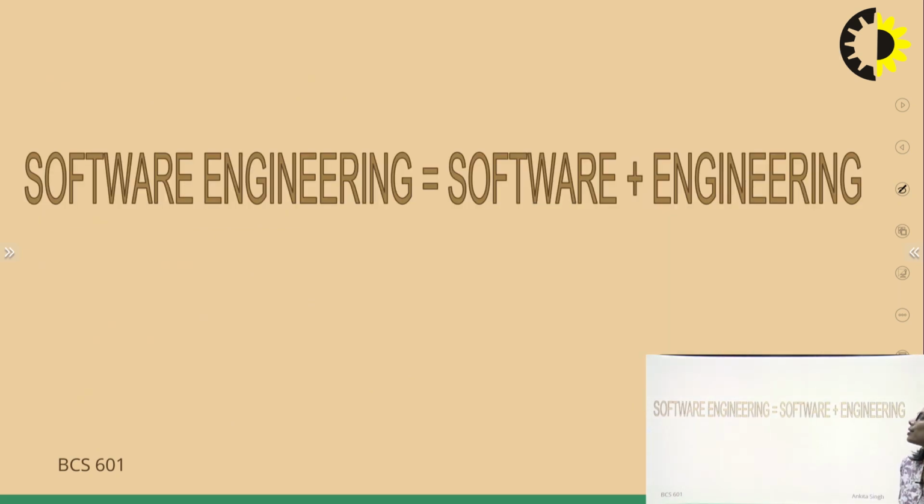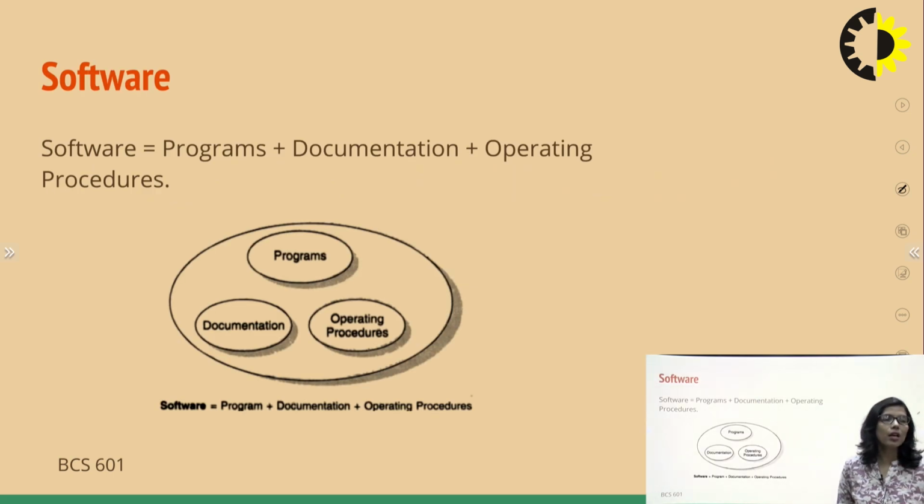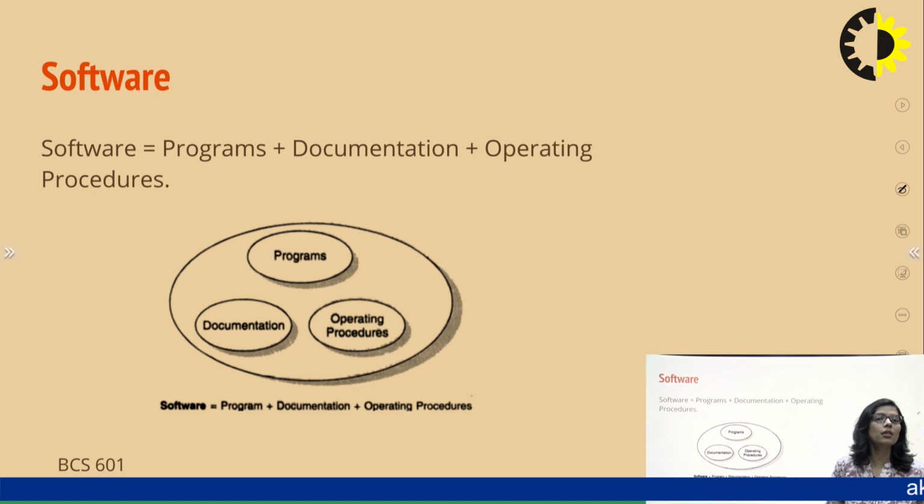So what is software engineering? Software plus engineering. What is software? Software consists of programs, that is, the code that we write. Documentation: all the documents that we create while producing those programs are known as documentation. And what are the operating procedures? These consist of installation manuals or operating manuals: how we should install the software and how we should operate it. All these combined form the software.